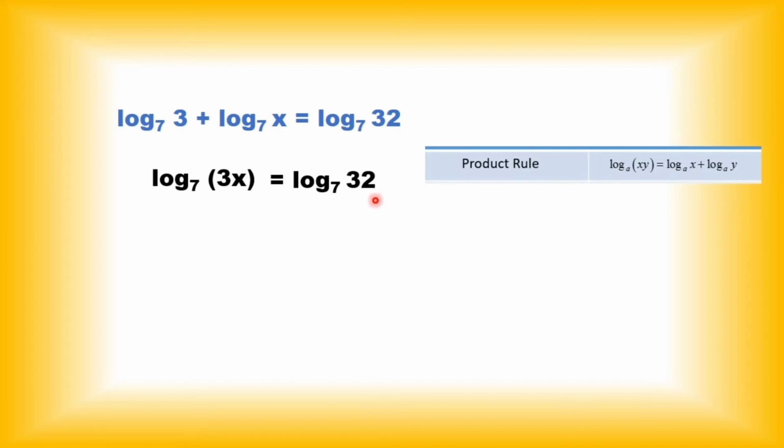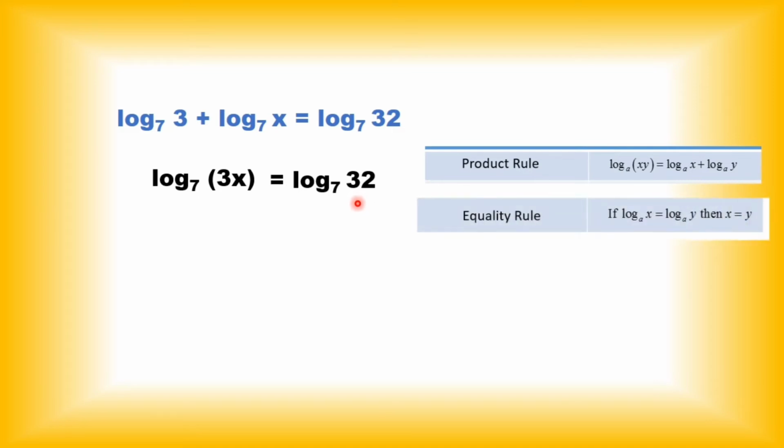So, by visual inspection, ito ay one-to-one property. So, gagamitin natin ang equality rule. It says that if log base a of x is equal to log base a of y, then x is equal to y. So, matitira na lang dito ay 3x is equal to 32.